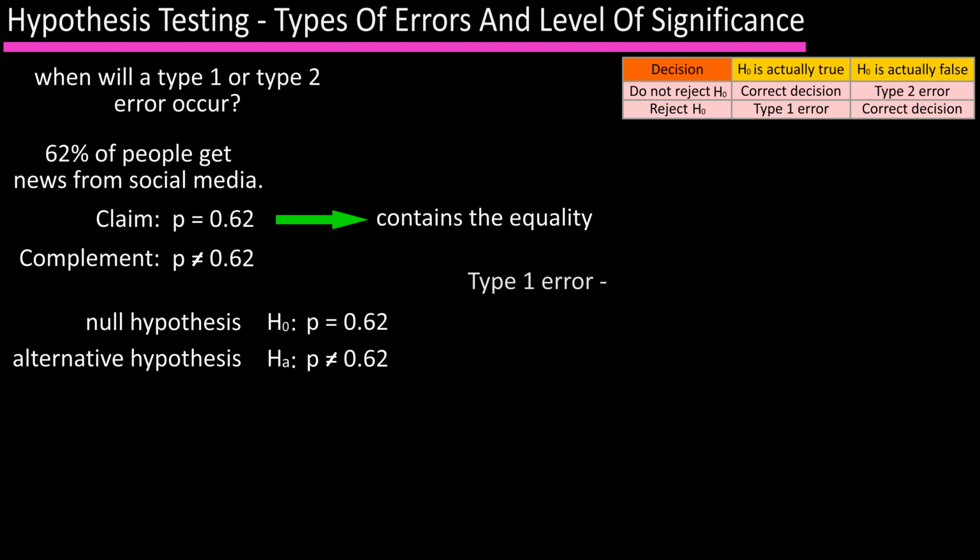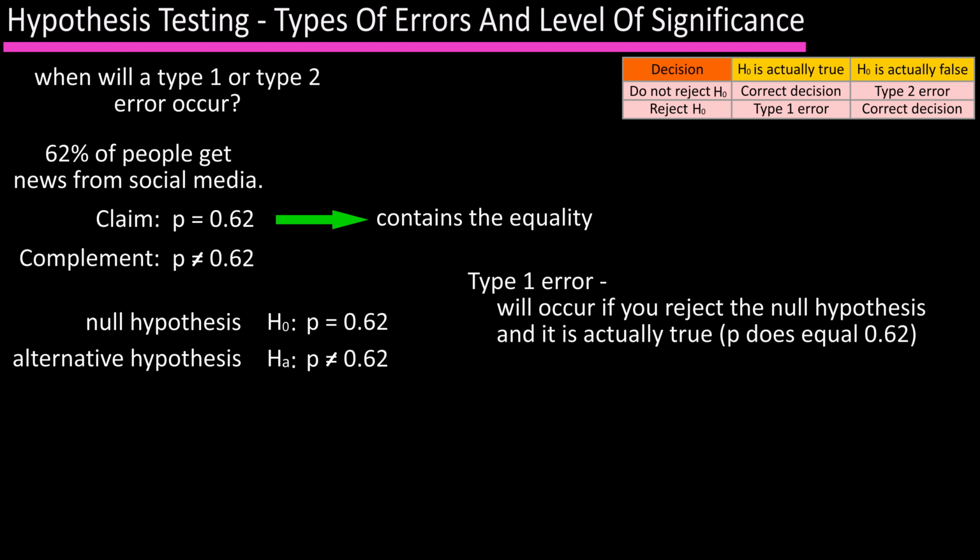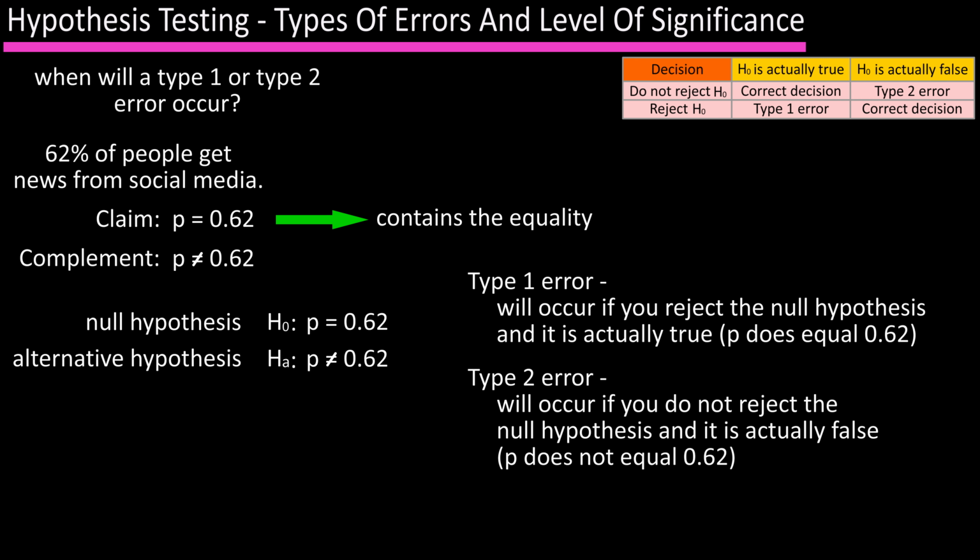A type 1 error will occur if you reject the null hypothesis, that P equals 0.62, and the actual population proportion does equal 0.62. And a type 2 error will occur if you do not reject the null hypothesis, that P equals 0.62, and the actual population proportion does not equal 0.62.